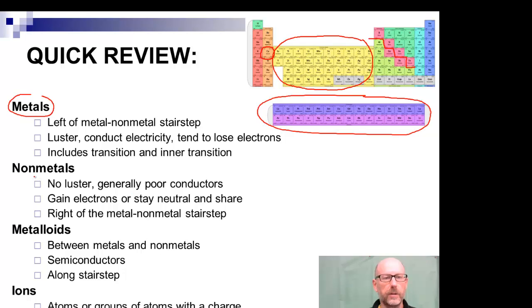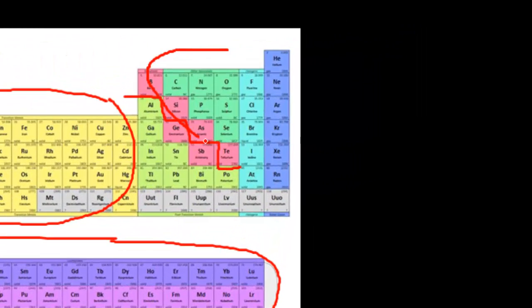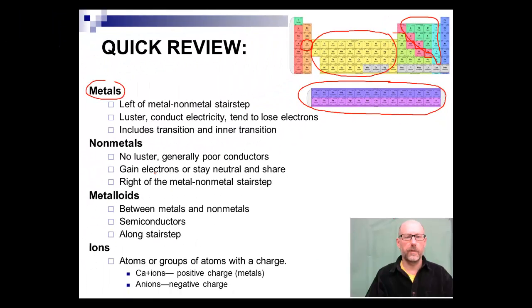Now the nonmetals are found to the right-hand side, so they're in green up here. So this section right up here, and blue, I guess. All right, so those are the nonmetals. They typically are not shiny. They're bad conductors of electricity and heat. They gain electrons or stay neutral in some cases, and then share, like carbon, for example. But if they gain electrons, they become negatively charged. They're found to the right of the metal-nonmetal stair step.